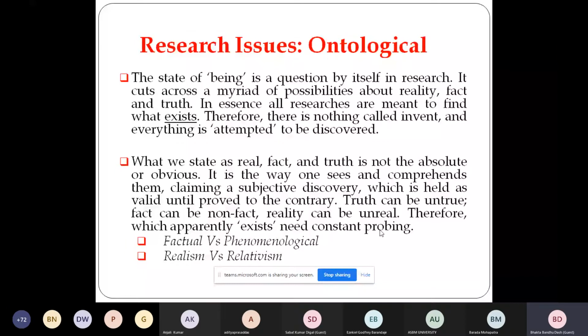So what we state as real, fact, and truth is not absolute and obvious. That's what I tell you. Sometimes whatever you are talking about, the fact, may not be accepted in a later context. Yesterday, Dr. Misro was sharing about this. He was citing the motivational theory of Maslow. If you look at Maslow's theory of motivation, though it was conceptualized long back, if you look at it now, it is absolute in nature.